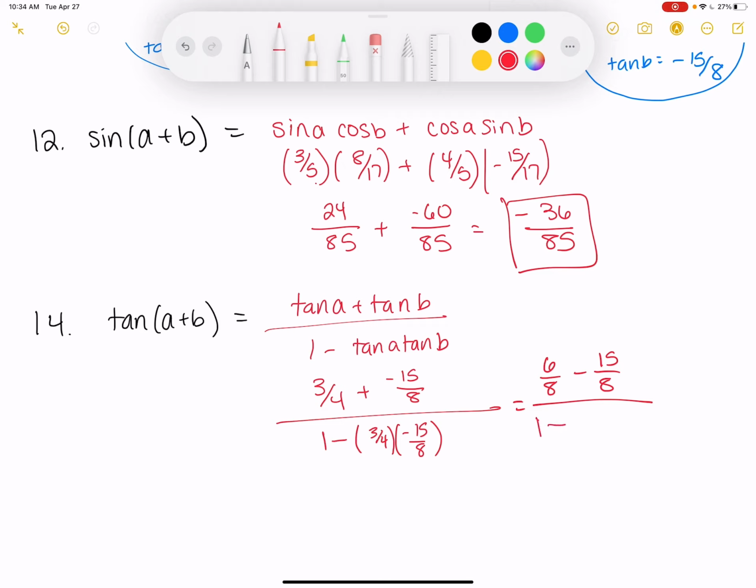let's see, 1 minus 45 over 32, oh, that's going to end up being plus 45/32. So I'm going to rewrite this one as 32/32 just so that I've got the common denominator. So on top now I've got negative 9/8 all over 77 over 32. Is 45 negative? Well, it was minus a negative, so it's positive now.